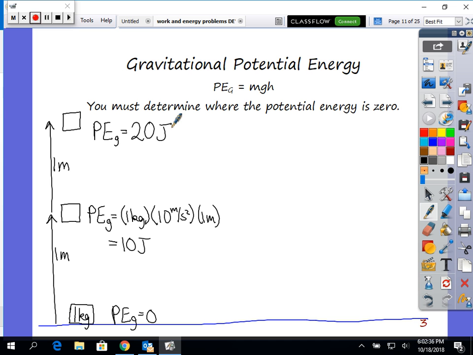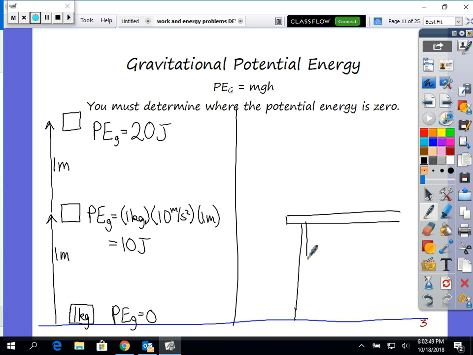Or we can think of it like this. We have a table that's about a meter above the floor. That's the table's leg, let's make it go all the way to the ground. And we put the block on the table. Maybe I want to say when the block is on the table, the gravitational potential energy is 0. And I can do that. I can choose the potential energy to be 0 at any place.